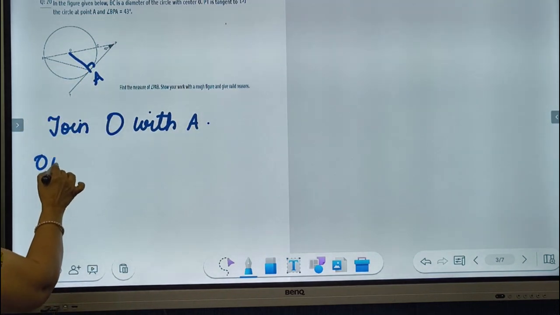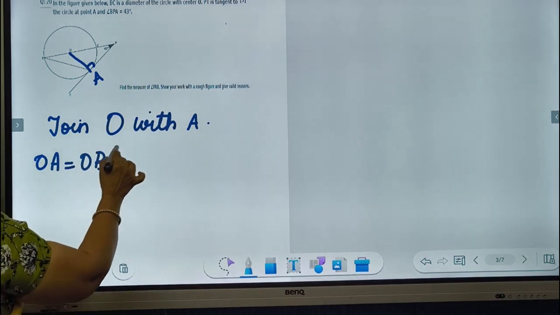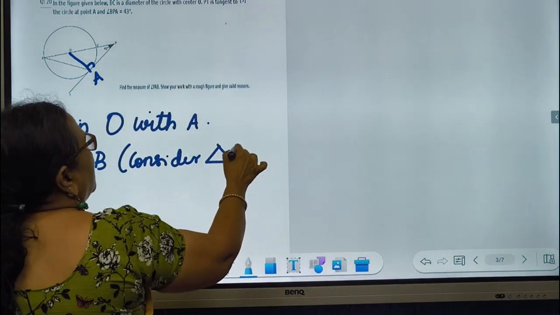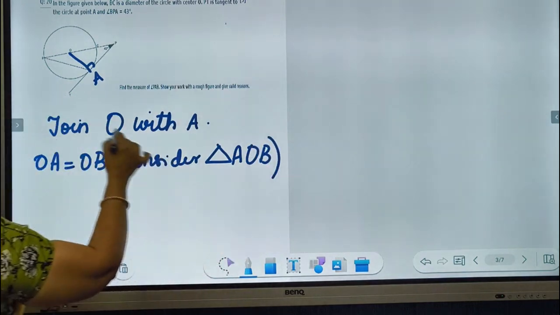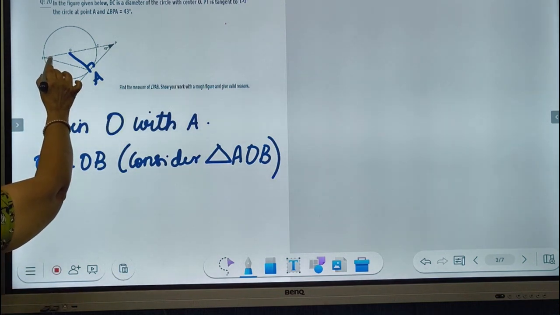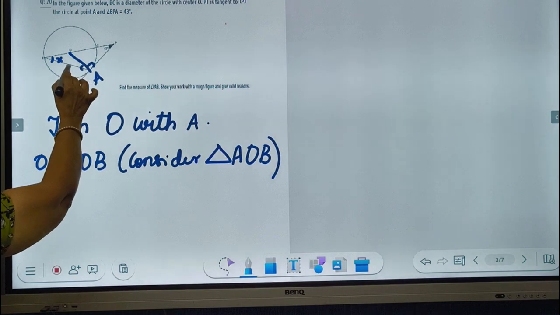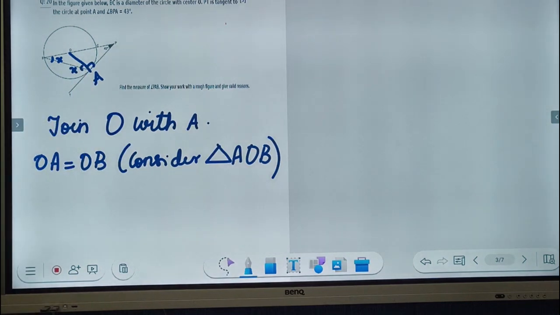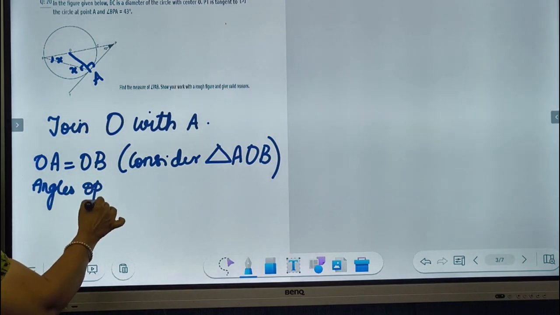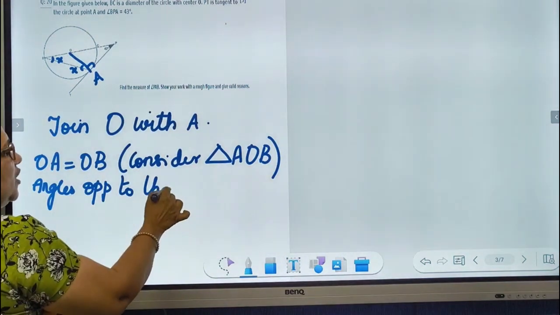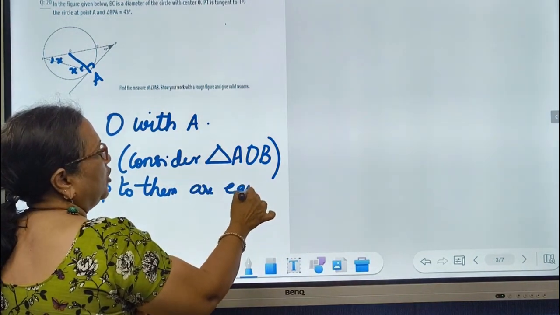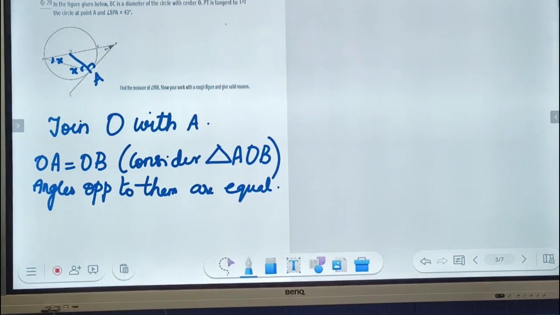Now OA equal to OB. Consider triangle AOB. What do you observe? OA equal to OB. So the angles opposite to them are equal. So if this is X, this will also be X. Right? So if two sides are equal in a triangle, the angles opposite to them are equal. I am sure you all know that as a fact. That is what I have used.